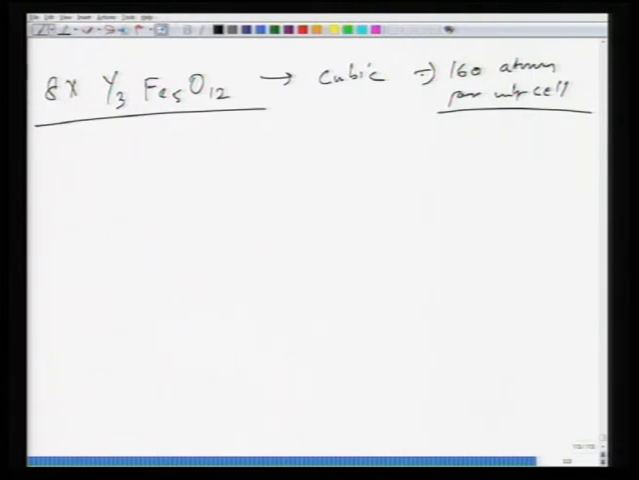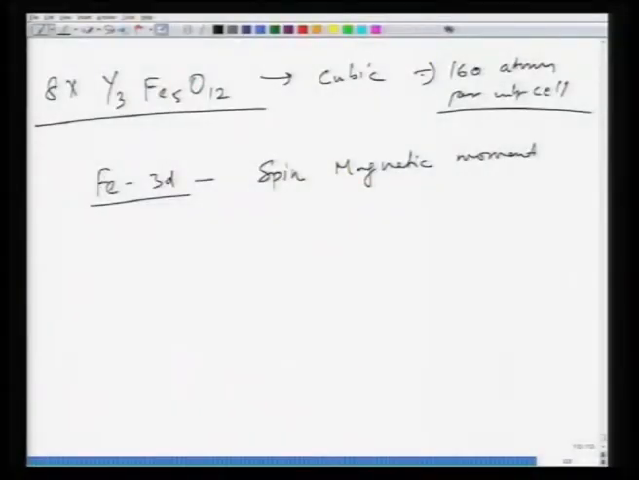Now here since iron is a 3d ion, iron's contribution mainly comes from the spin magnetic moment, because in iron the orbital magnetic moments are quenched because of the crystal field, as we discussed earlier in the case of paramagnetism. So the only magnetic contribution of iron comes from the spin magnetic moment. So as a result Fe3+ will have 5 mu B, sorry, not 3.